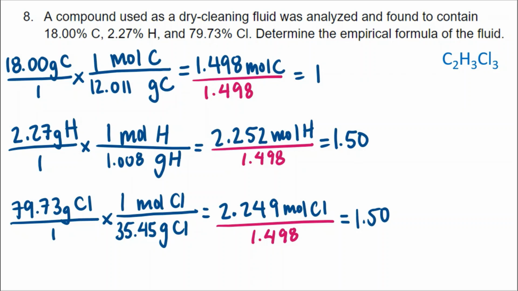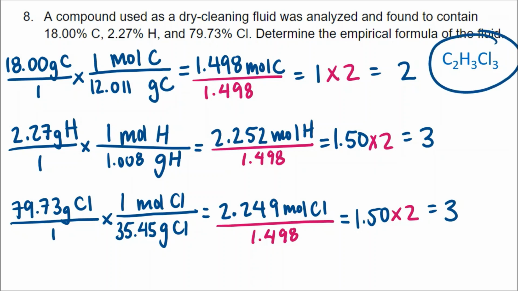Now, once again, we can't have fractions here. So I'm going to take everything, and if I want to get rid of 0.5, I can double it. So I'm going to double everything. And this is going to give me 2 carbons, 3 hydrogens, and 3 chlorines. So my formula is C2H3Cl3.